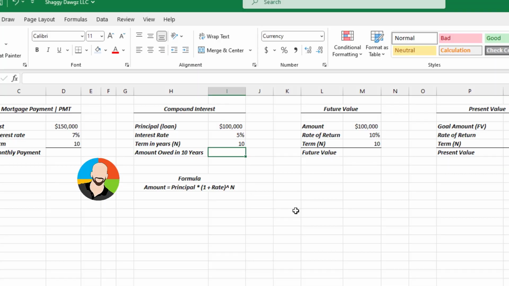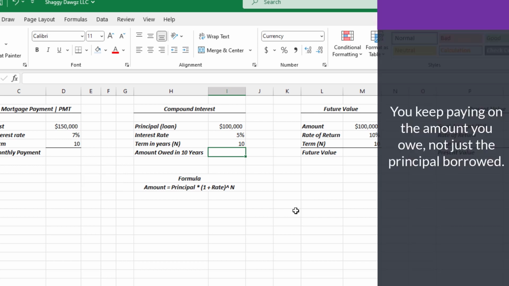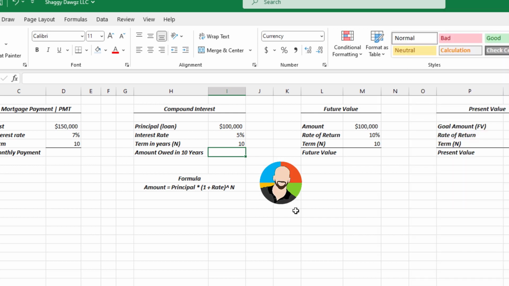Okay, next up is compound interest. So what exactly is compound interest? Simply put, with compound interest, you keep paying on the amount you owe, not just the base loan amount. Any interest that you owe gets calculated into the next payment. And the part that really stinks is there is no built-in function that Excel can offer us. We have to use a very specific formula and type it out longhand.